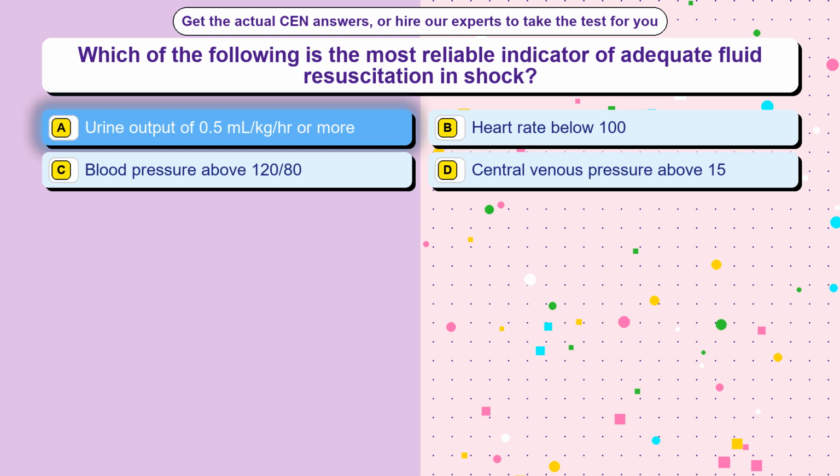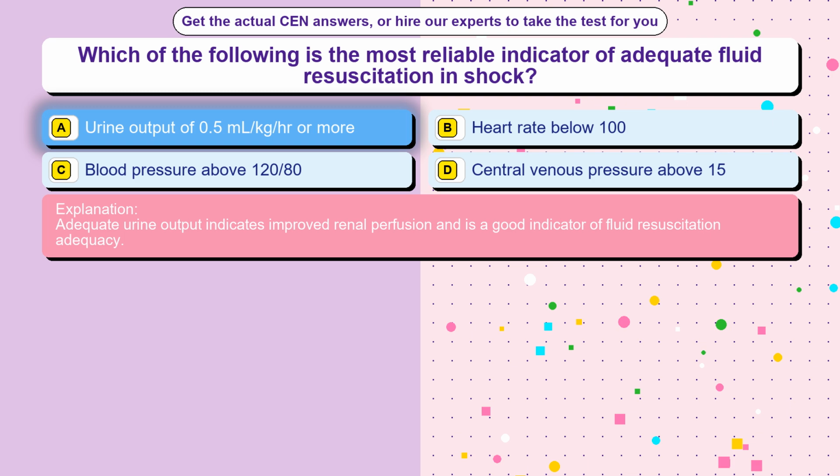The correct answer is option A, urine output of 0.5 ml/kg/hr or more. Adequate urine output indicates improved renal perfusion and is a good indicator of fluid resuscitation adequacy.